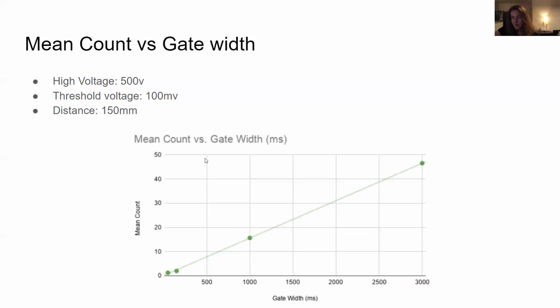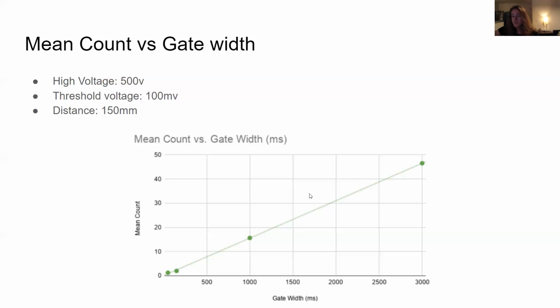So another experiment we did was the mean count versus the gate width. We essentially just measured the average count as we increased the gate width, the amount of time that we were analyzing our system. So, whether it was maybe 5 milliseconds or 50 milliseconds down at these points, or a higher amount of time, such as here at 1 second or 3 seconds. You can see that the mean count increases essentially linearly.